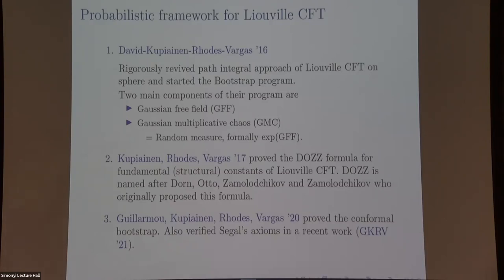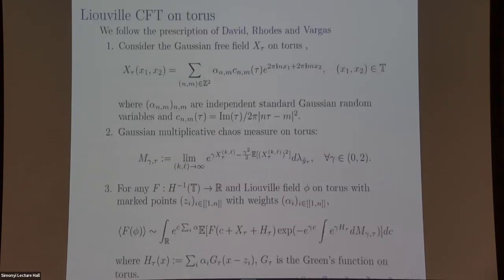Now, our focus will be on the torus, and I'll talk about that. But before fleshing out the goal of the talk, let me briefly tell how this Liouville CFT looks on the torus. The objects that I mentioned are two things: this Gaussian free field and this Gaussian multiplicative chaos measure.